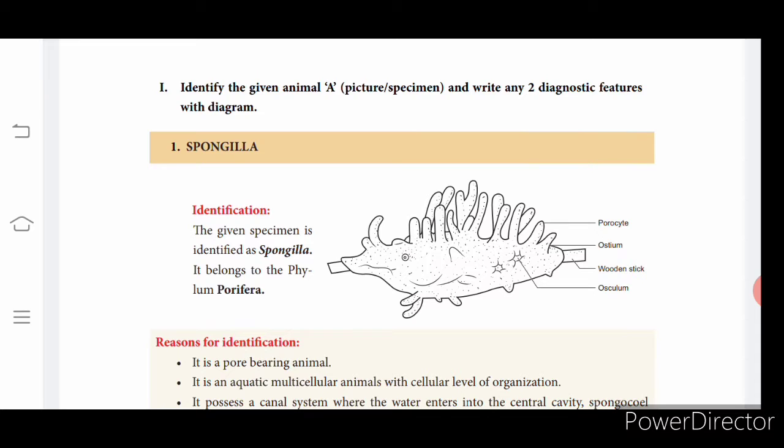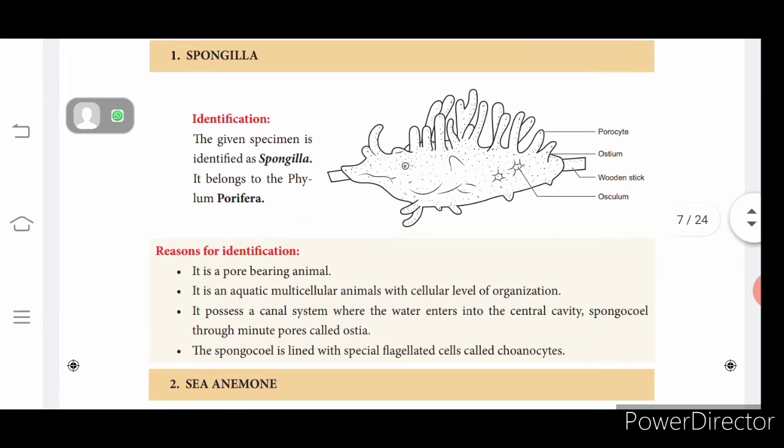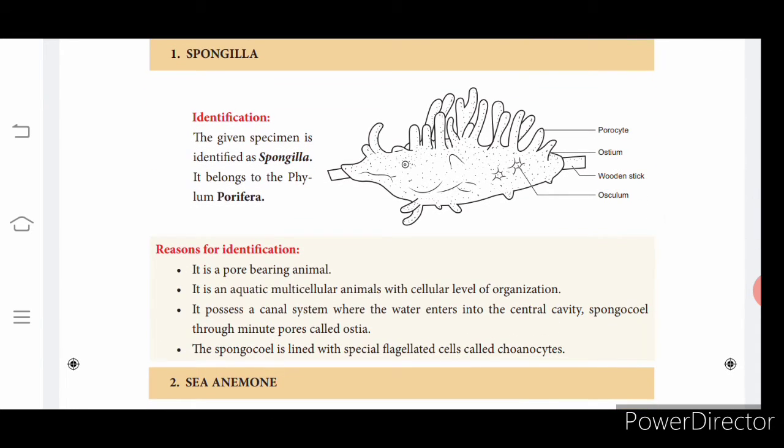Identify the given animal A and write two diagnostic features with diagram. And the notes, identification and reasons for identification. Both the things you will write towards right hand side. Left hand side you will write the heading, spongilla, draw the diagram, label it. Okay, so once you start writing, it should contain 4 side margin. All the 4 sides there should be margin.